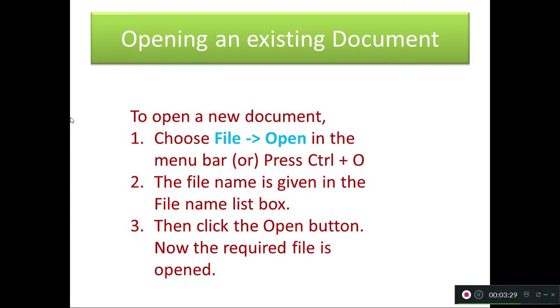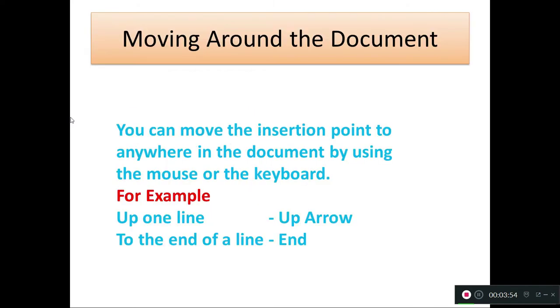To open an existing document, we follow 3 steps. What are they? First one, choose File Open in the menu bar or press Ctrl+O as the shortcut key. Second point, the file name is given in the file name list box. Third one, then click the Open button. Now the required file is open. This is the step for opening an existing document.